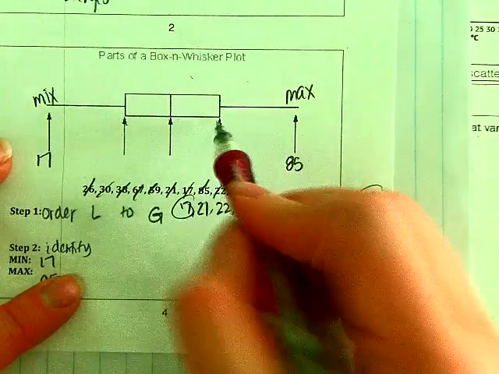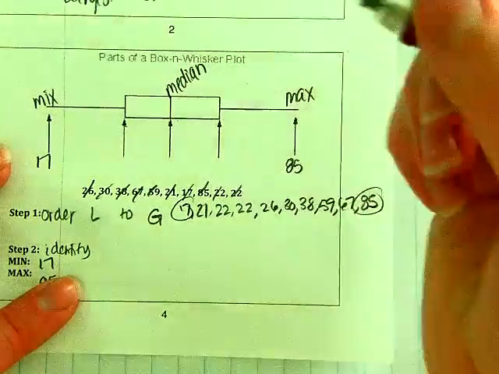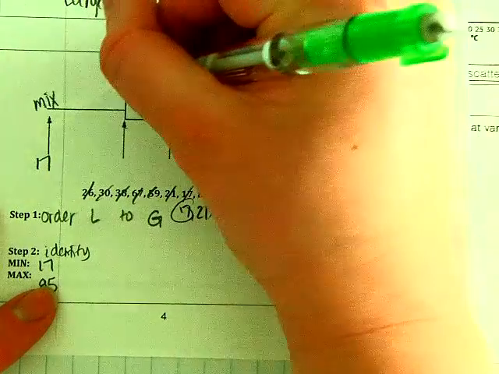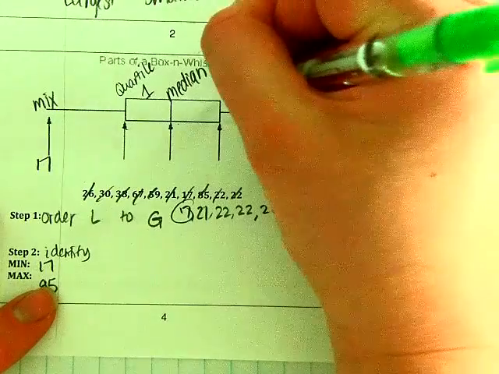In the middle is going to be the median, the very middle. That's our third number in a 5-number summary. And this is going to be called quartile 1, which we'll have to find. And this one is going to be called quartile 3.